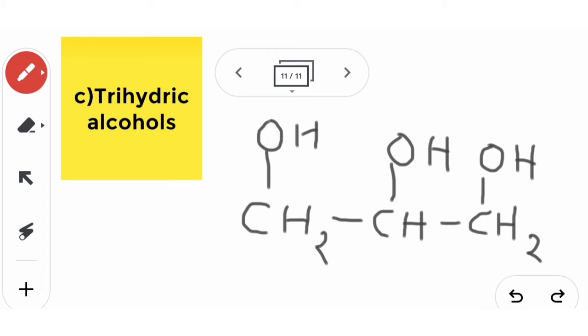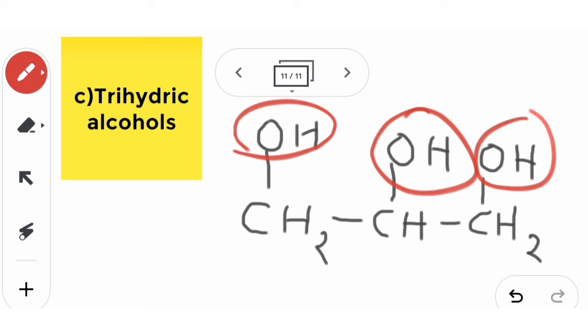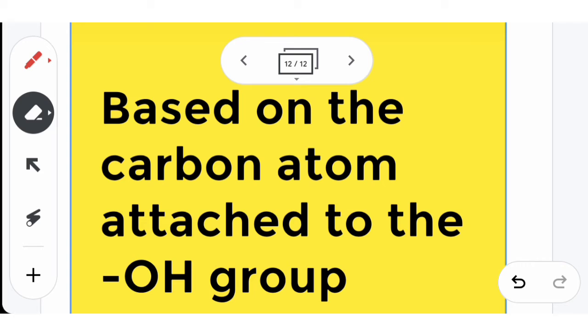Alcohols with three hydroxy groups can be classified under trihydric alcohols. So you can see this particular alcohol, which is glycerol, has got three hydroxy groups. So this can be classified under trihydric alcohols because we have three hydroxy groups. The second way of classifying alcohols is based on the carbon atom attached to the hydroxy group. So based on this classification, we can also have three categories. So we have primary alcohols, secondary alcohols, and also tertiary alcohols.